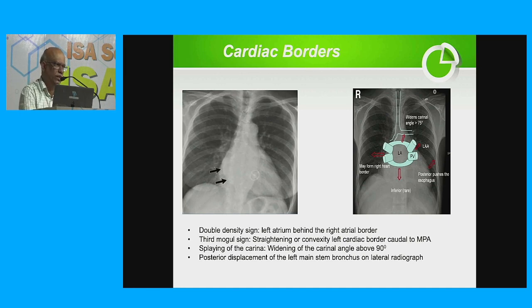What are the features of left atrial enlargement? Left atrial enlargement is seen commonly in mitral stenosis. Other than mitral stenosis? Anything else? Left atrial myxomas. Huge left atrial myxomas. Yeah, okay. So the commonest. You can see a metallic prosthetic mitral valve is there. Double density sign: the arrows are showing the double densities, the shadow within a shadow, which is due to the enlarged left atrium seen in the heart border.